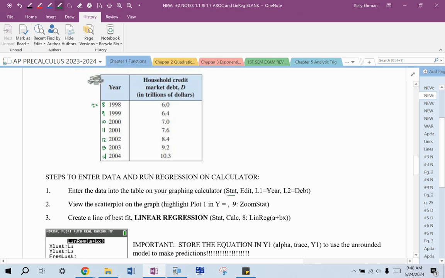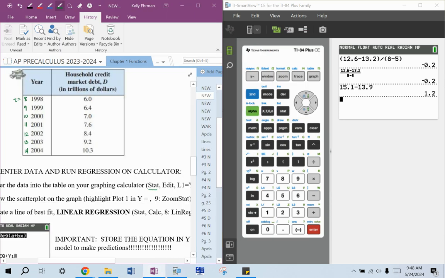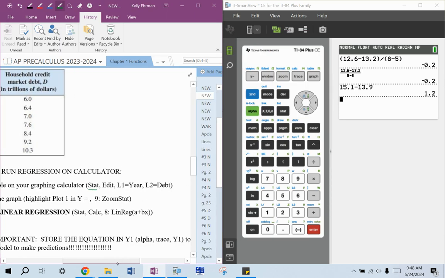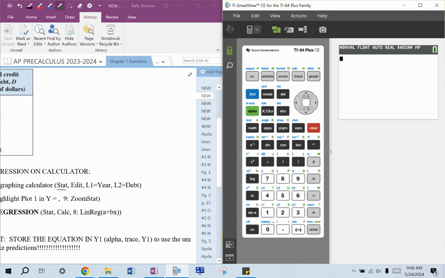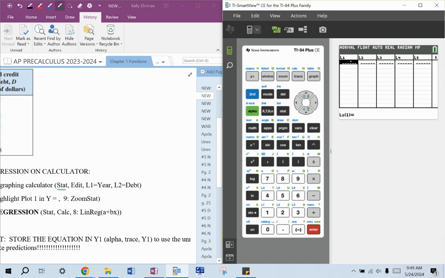So we're going to press stat. So let me split screen here. Try to get both of these to fit. All right, so press stat and then press enter for edit. You should see L1, L2, L3, whatever. So go make sure you're in L1 and we're going to enter the years.